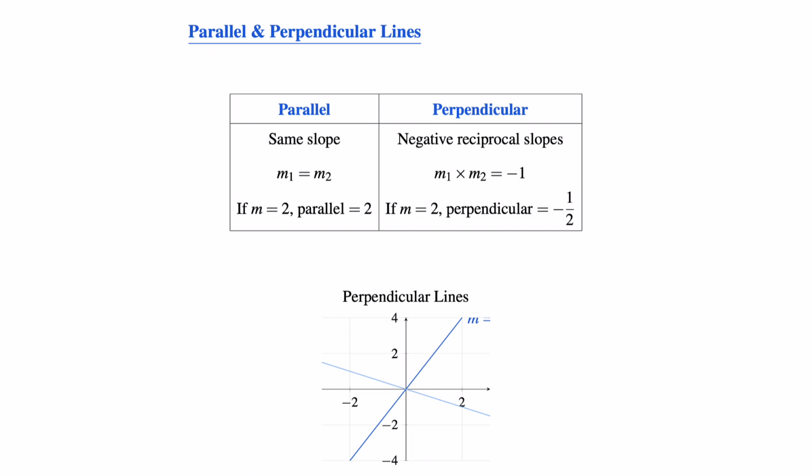They also test parallel and perpendicular lines. Parallel lines have the same slope. Perpendicular lines have slopes that are negative reciprocals. So if one slope is 2, the perpendicular slope is -1/2.